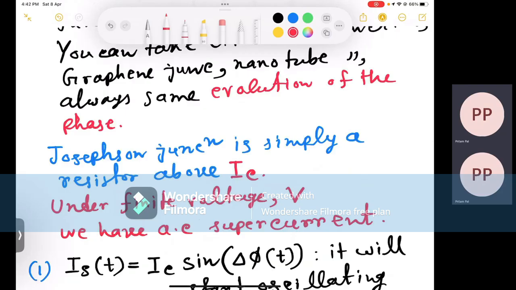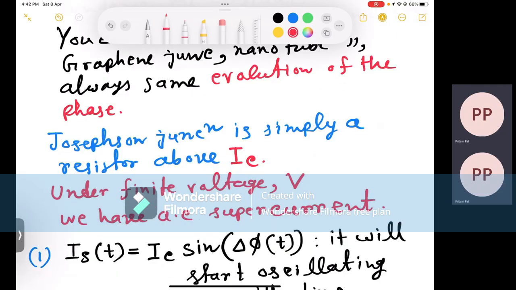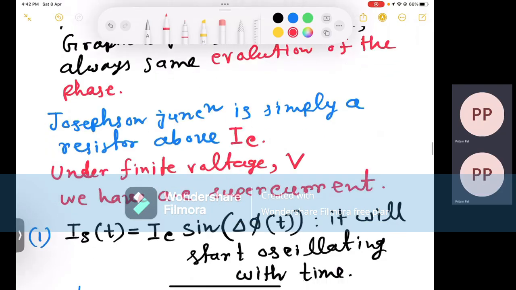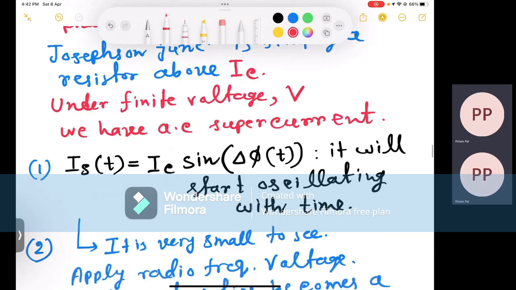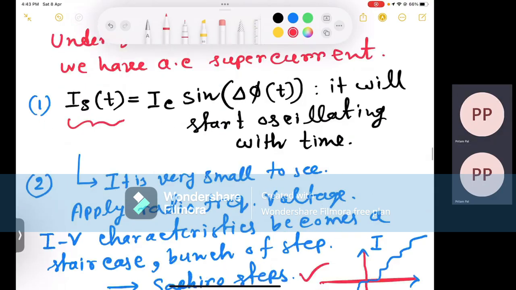So a Josephson junction is simply a resistor, basically, above the critical current that I've mentioned. Now under some finite voltage V, we have the AC supercurrent. Now the supercurrent will be modified, right? It will become a function of time. The moment we start applying the voltage, the phase will no longer stay constant and the supercurrent will change with time. So now this is the modified supercurrent, Ic sine of delta phi of t. It will start oscillating with time.